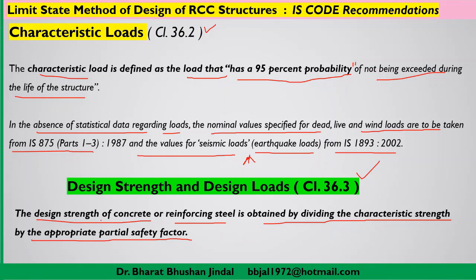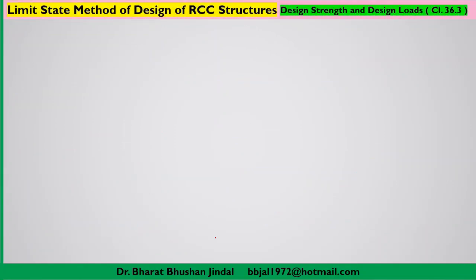So when you have to find out the design strength of any material, you just take the value of characteristic strength of that material and divide it by the appropriate partial safety factor, by applying various considerations which we will discuss in the coming lectures. Now, design strength and design load.